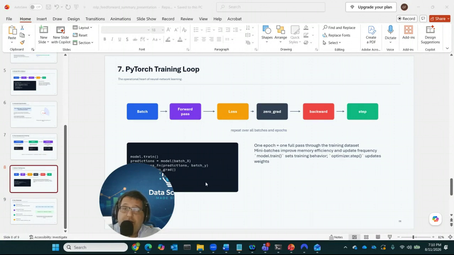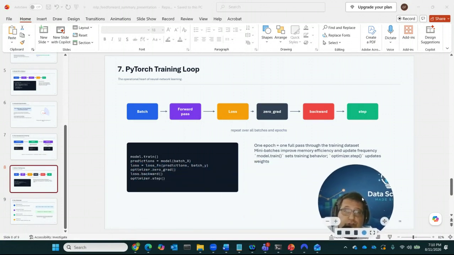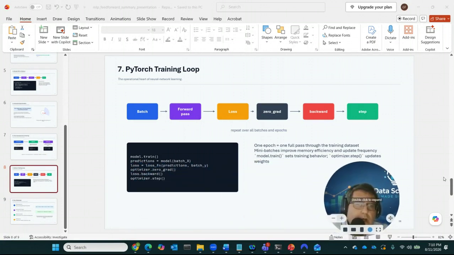PyTorch training loop. This part represents the operational heart of neural network training. Let's walk through the complete sequence. First, we receive a batch of training examples. For example, instead of processing 100,000 training samples simultaneously, we might process 32 or 64 examples at a time. This is called mini-batch training.